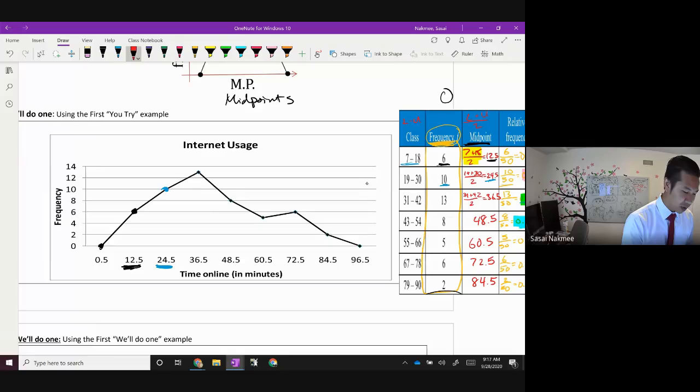The next one is 36.5. That's this midpoint right here. It has a frequency of 13. I make a dot up there. Once you do that and you make all these dots for all the midpoints of this table, right? That's a dot, that's a dot, that's a dot, right?